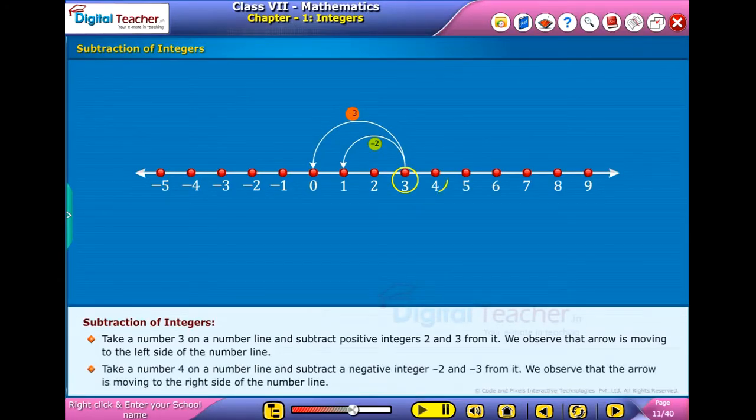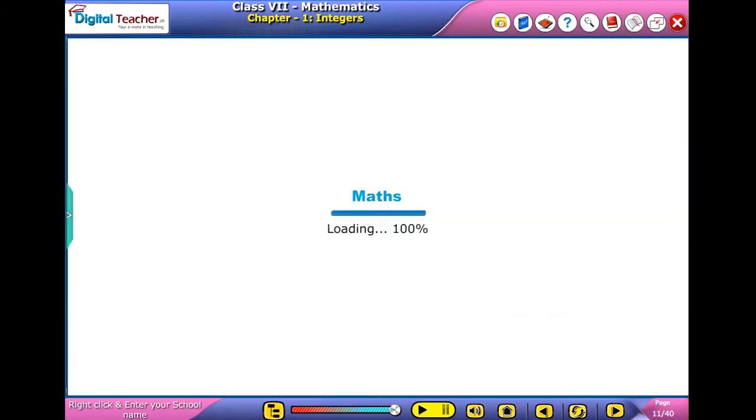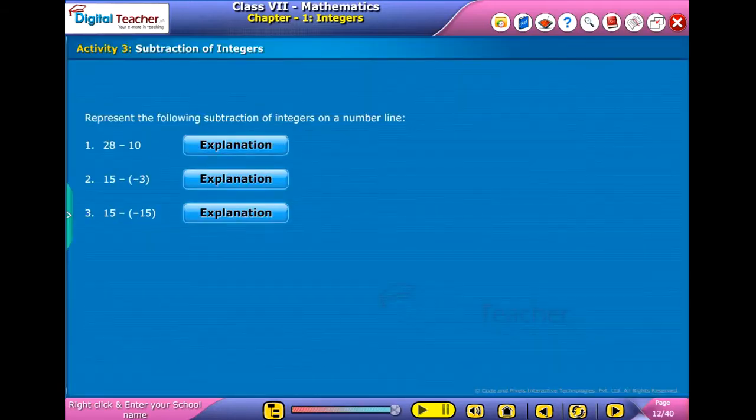Take a number 4 on a number line and subtract a negative integer -2 and -3 from it. We observe that the arrow is moving to the right side of the number line. Let us perform an activity for representing subtractions on a number line.